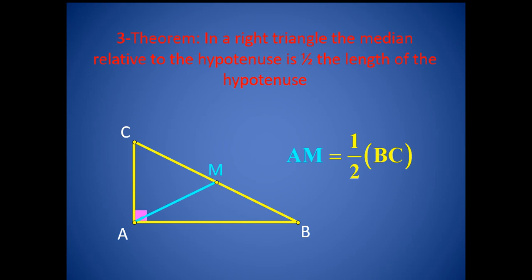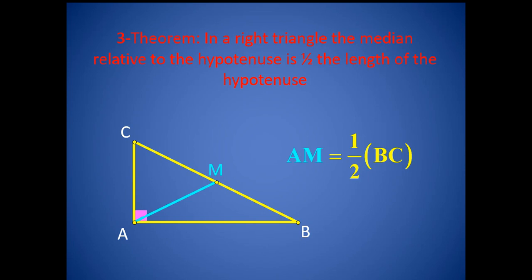I can tell you if AM is equal to 4, directly you can deduce that if M is the midpoint, AM is the median relative to the hypotenuse, not any median. You cannot do the median from B to AC, no. Doesn't work. M is the midpoint of the hypotenuse. So if AM is 4, BC will be 8. I can also give you the opposite. I can give you the hypotenuse and tell you to deduce AM.